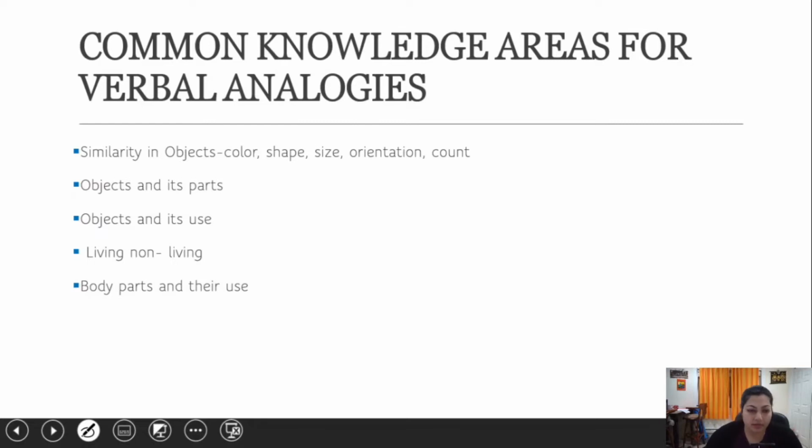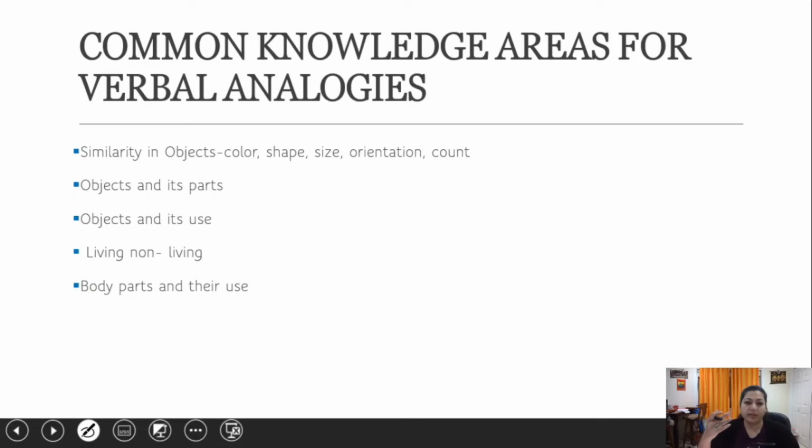Body parts and their use, this is the example we just did. Ears are meant for listening, and if a dog's ear is given as an example, then for the human being it will also be the ear. Or the nose of an elephant looks different, but it's a trunk, and then the nose of a human.